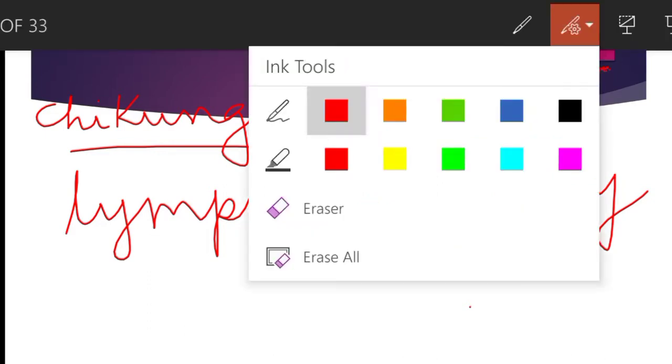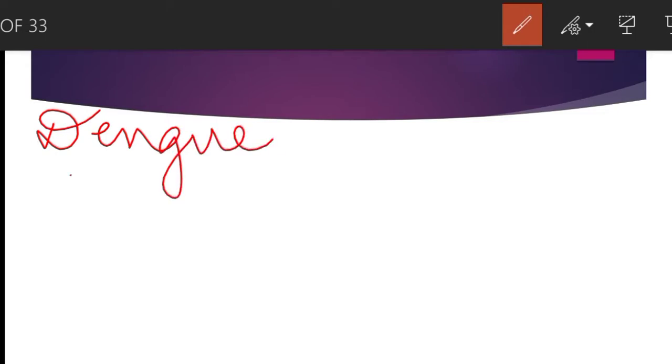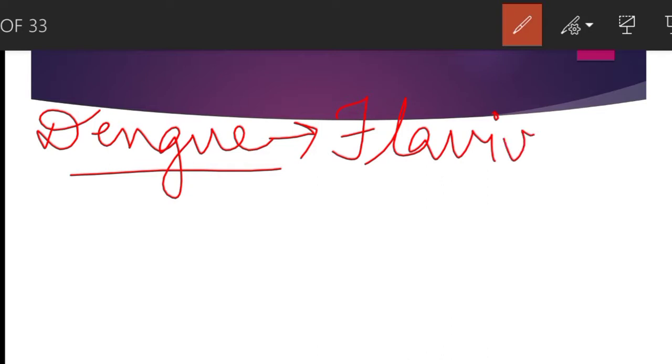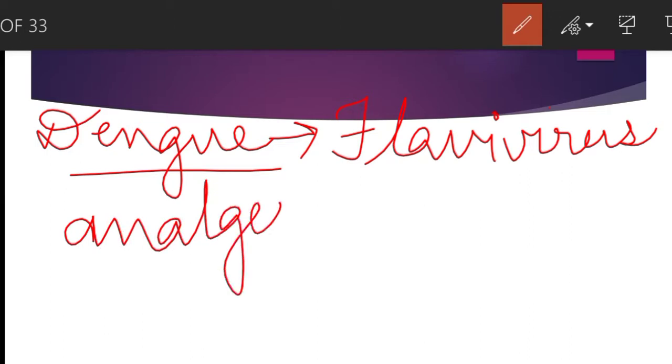Then another viral disease is dengue fever. The causative agent of dengue fever is flavivirus, and again it is transmitted by the bite of the Aedes aegypti mosquito. There is no vaccine for dengue fever available yet, and the treatments are provided through analgesic medicines.